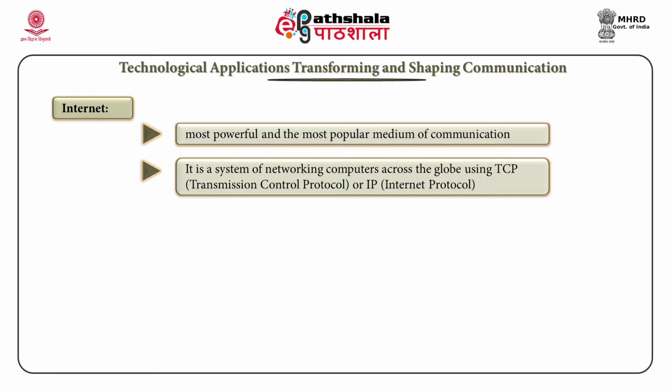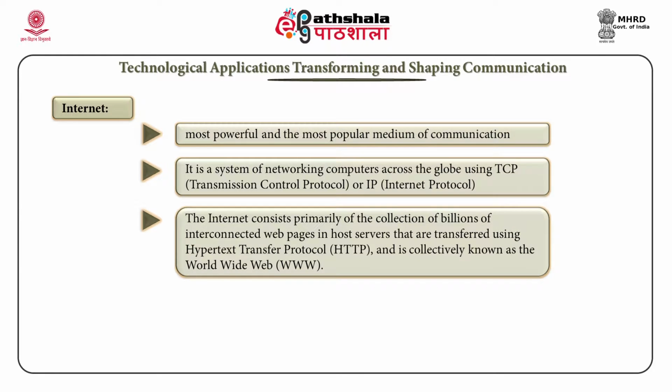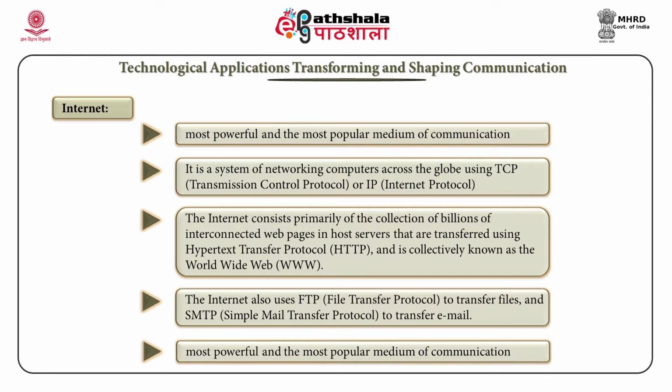It is a system of networking computers across the globe using TCP, which stands for Transmission Control Protocol, or Internet Protocol, which are a set of standards for transmitting and receiving digital data. The Internet consists primarily of the collection of billions of interconnected web pages in host servers that are transferred using hypertext transfer protocol and is collectively known as the World Wide Web, or WWW. The Internet also uses FTP, or file transfer protocol, to transfer files, and SMTP, or simple mail transfer protocol, to transfer email. It is a network of networks that consists of millions of private, public, academic, business and government networks of local to global scope that are linked by a broad array of electronic, wireless and optical networking technologies.